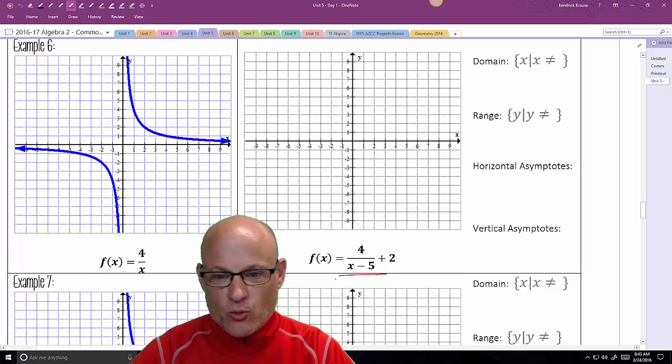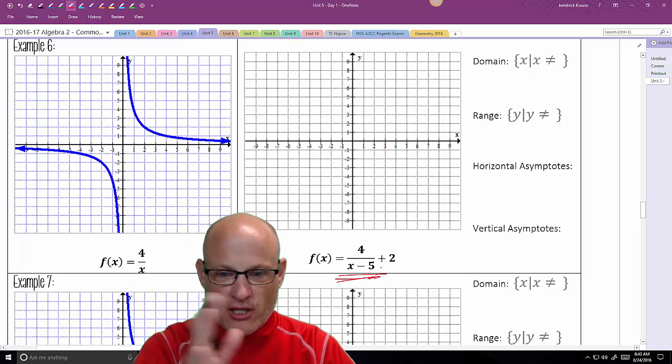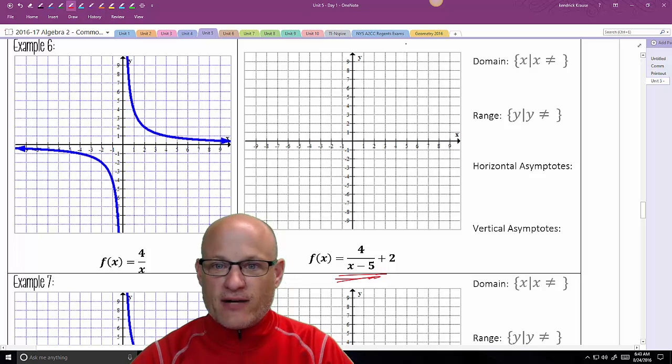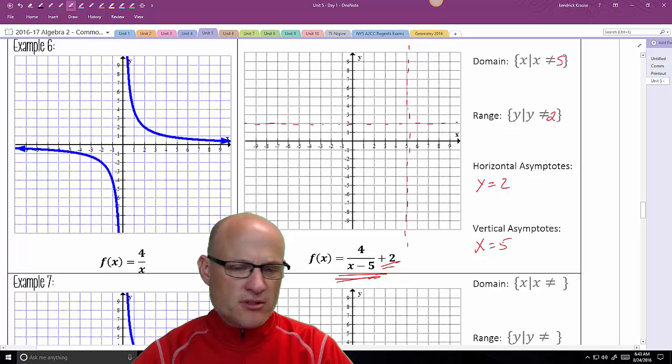We're going to move to the... Where are we going? Remember, next to the x, we're going left to right. We're going to go backwards. We're going to go right 5. We're going up 2. This means x can't equal +5. y can't equal +2. Those tell you my asymptotes. y equals 2. x equals 5.